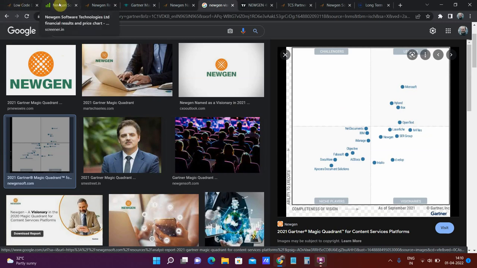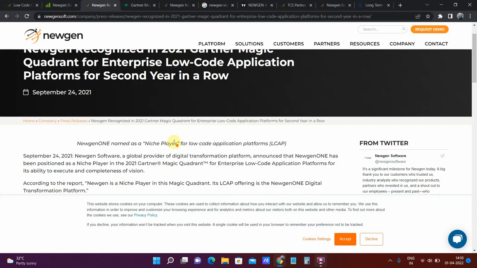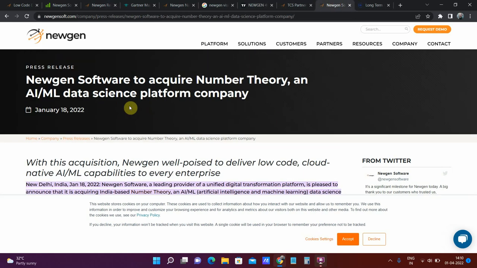Now coming to low code. Even in low code, this company has been in the Magic Quadrant, but it is in the niche players part. So there is room for improvement for Newgen, and slowly it is doing that. They have come out with their product, Newgen One. And recently they have acquired a company, Number Theory, an artificial intelligence and machine learning data science platform company, so that it helps them better their low code process automation product.